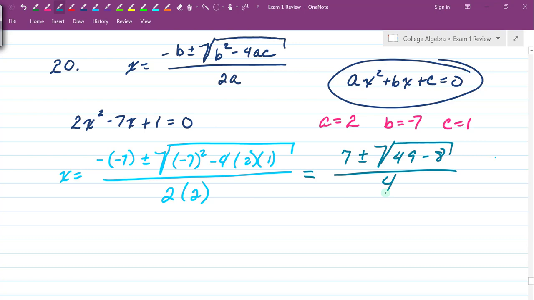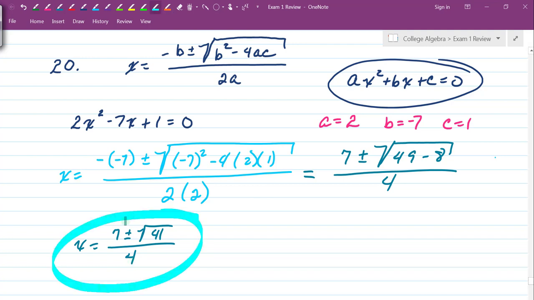Now, 49 minus 8 is going to be 41. So we end up with x is going to be equal to 7 plus or minus the square root of 41, all divided by 4. And we can't reduce that any further. That is as far as we can go. And so that is our answer.